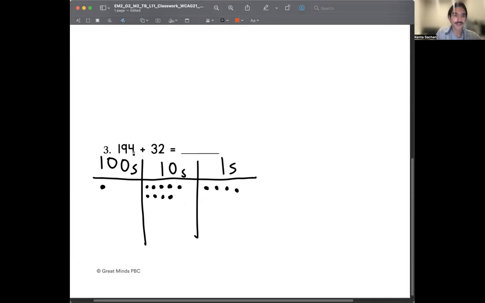3, 4. At the same time, I'm going to write my number here on the side so I can start writing this in vertical form too, right? Something I want to continue to see you challenging yourself to do.